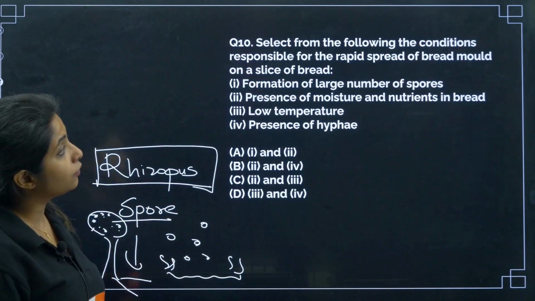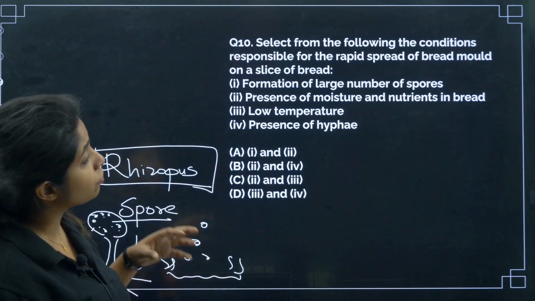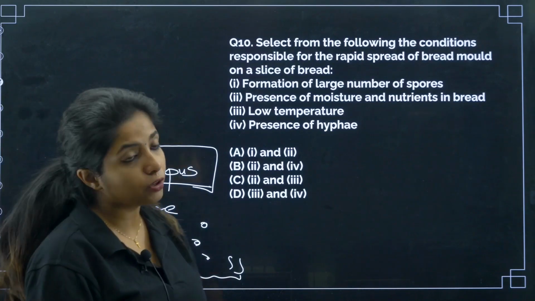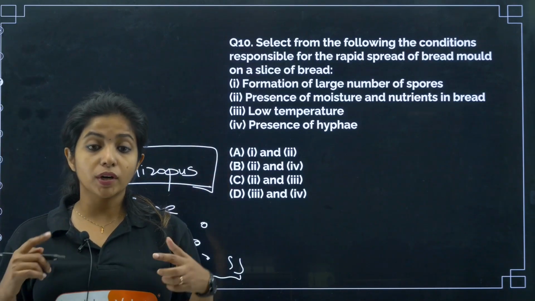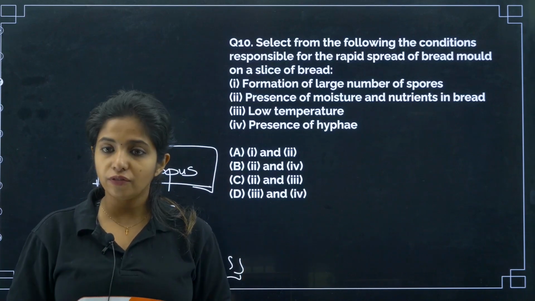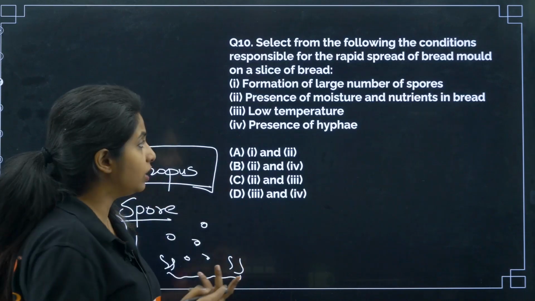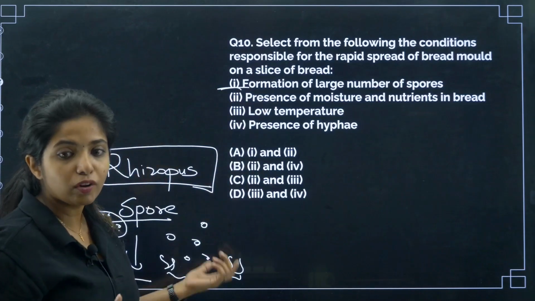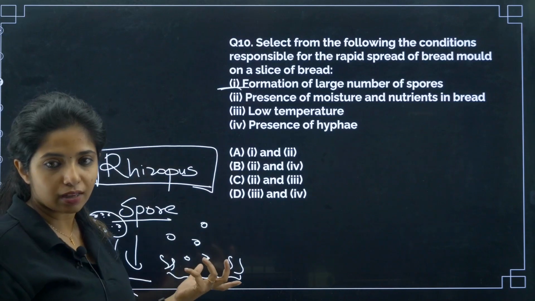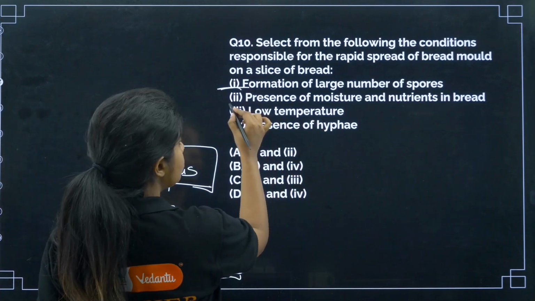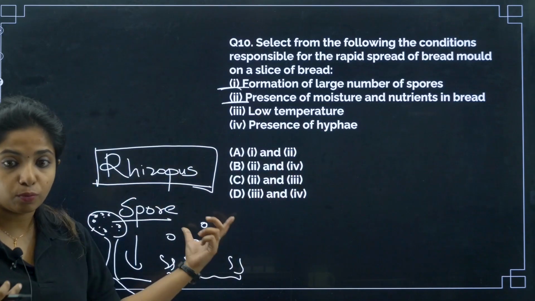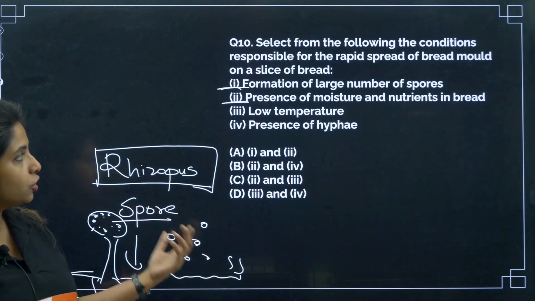So select from the following the conditions responsible for rapid spread of bread mold on a slice of bread. So what are the things that are needed? Formation of large number of spores, yes, obviously you need them, otherwise who will go and land on the moisture rich area, right? Now presence of moisture and nutrients, obviously, otherwise the spores would not be able to germinate. You call them germination of the spores, okay?